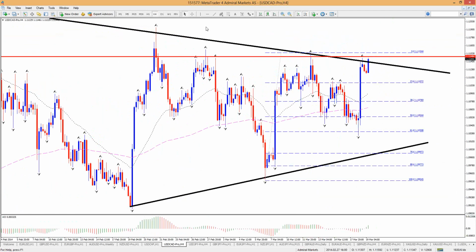But in theory, though, one could put an entry here and a stop loss here, and it should be fine because this should now be the bottom of the triangle, the wave E. So that could be possible. Entry here, stop loss here.